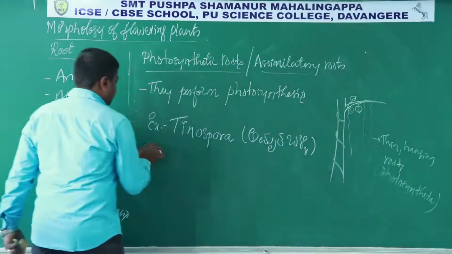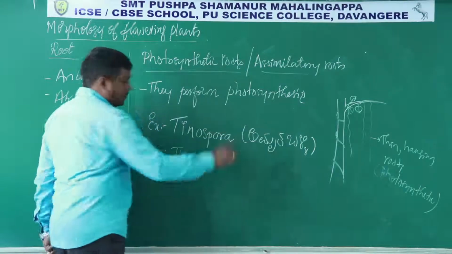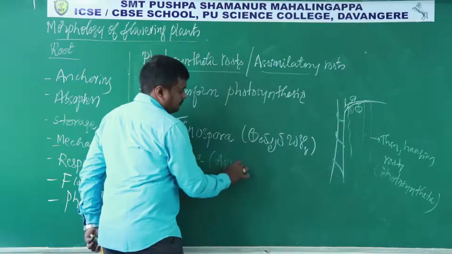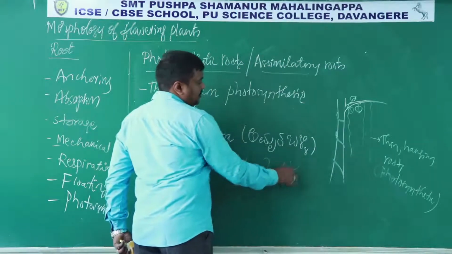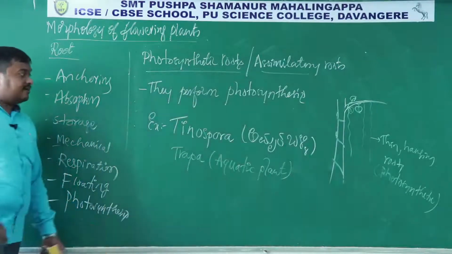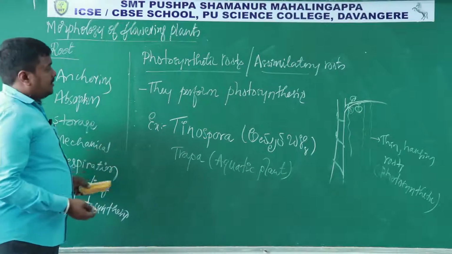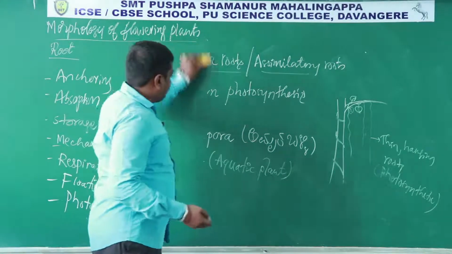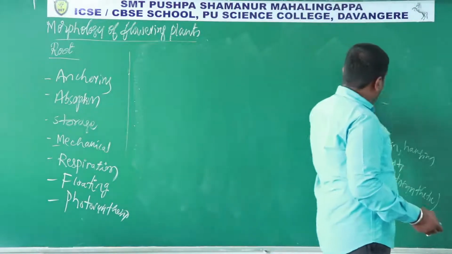Okay, and one more example is a plant called Trapa. Trapa is an aquatic plant, and its root performs photosynthesis. So these are the two examples. You can remember the examples for photosynthetic root. And in some orchids also they perform photosynthesis.